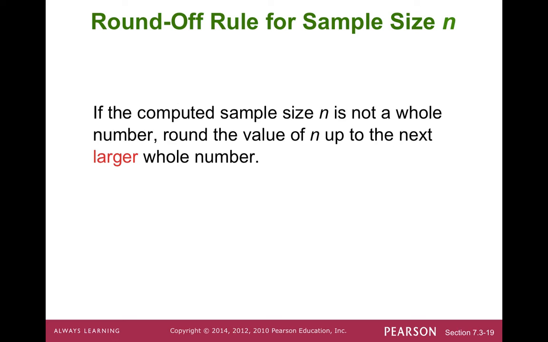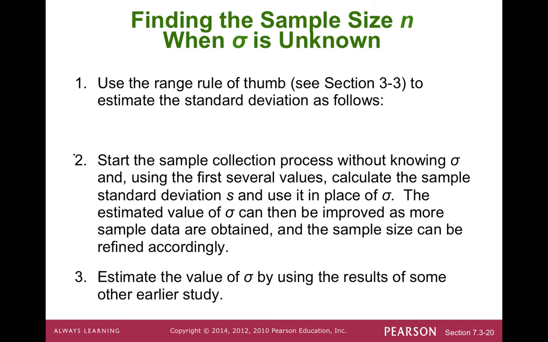And you have 8.5 people. Well, if you round down to 8, that's not enough people. But you can't do 8.5 people. There's no such thing. So you have to round up to 9. So this is very similar to what we saw in 7.2. You'll always round to the next largest number.